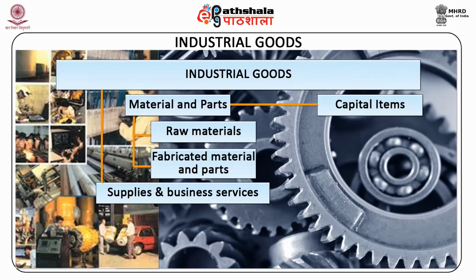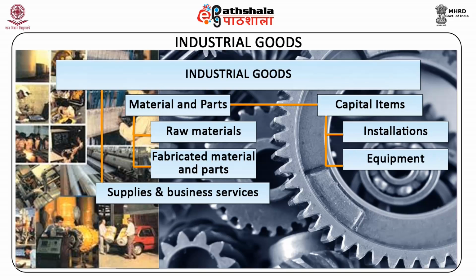Second are the capital items. Capital items are long lasting goods, or in other words, basic goods which facilitate the production of the finished goods. They include two groups: installations and equipment. First, installations. These consist of buildings and heavy equipments. Second, equipment: factory equipment and tools and office equipments.